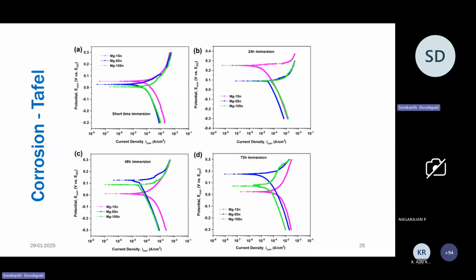And if you look at the corrosion aspects of this magnesium tin system, at the end of 72 hours of immersion test, the magnesium 5 tin shows very high corrosion resistance compared to magnesium 1 tin and magnesium 10 tin. Even though in a short time immersion they exhibit almost similar corrosion properties, over the period of time, by the end of 72 hours, the corrosion resistance of the magnesium 5 tin is much better compared to the other alloys.